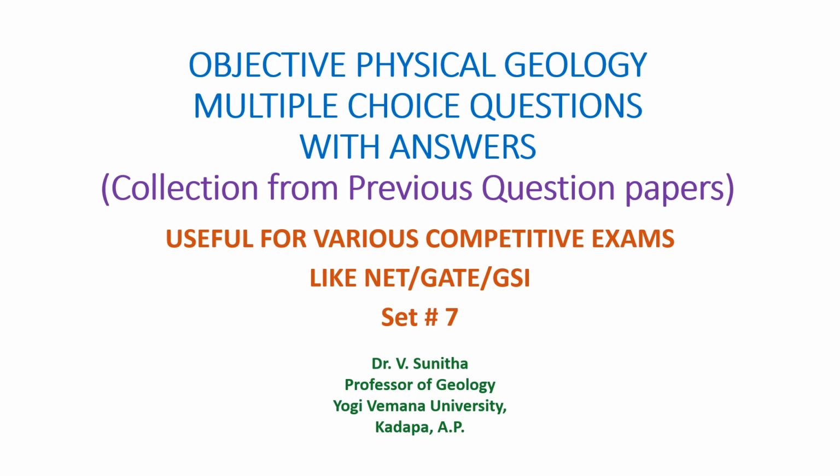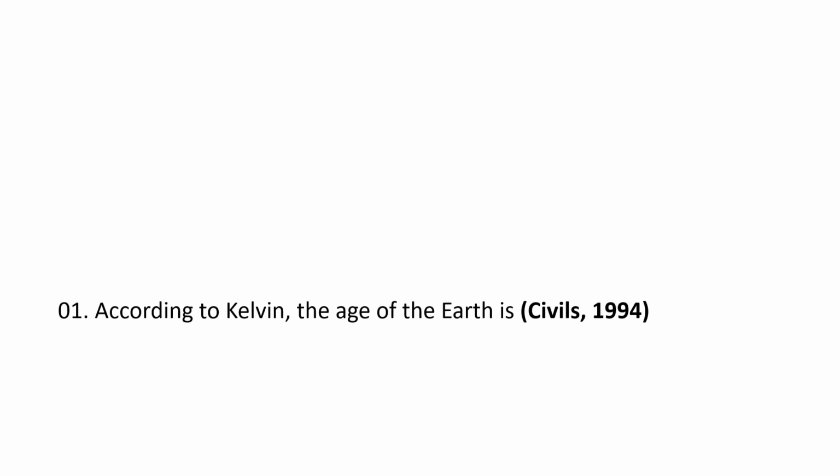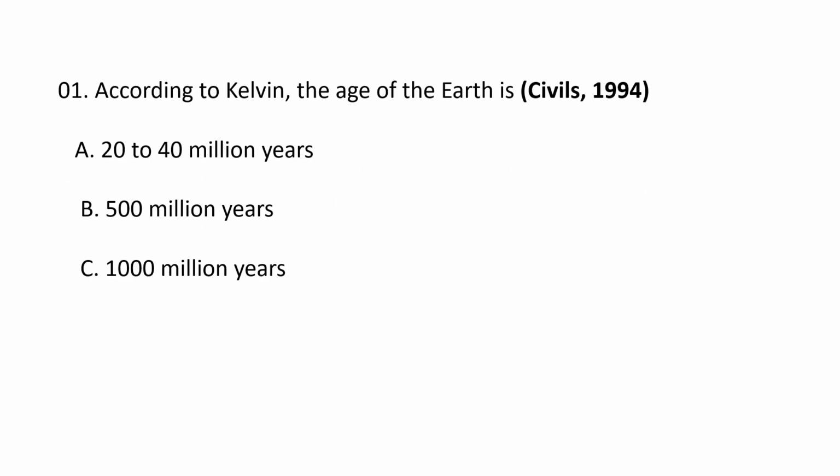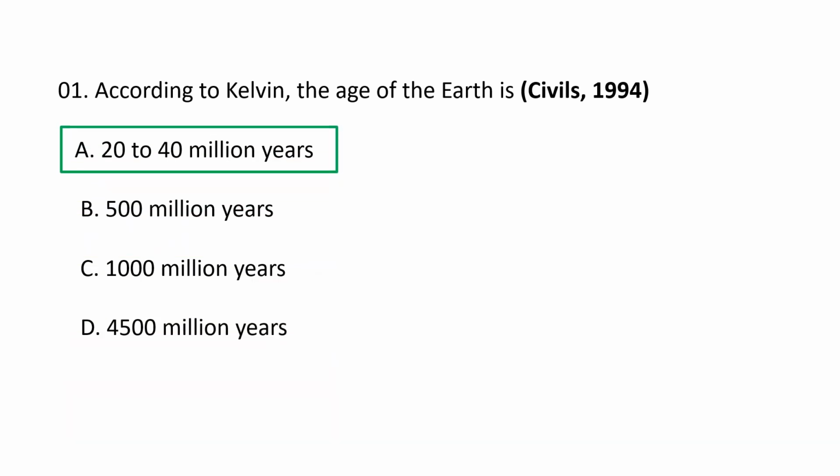Welcome to Set 7. First question: according to Kelvin, the age of the Earth is A. 20 to 40 million years, B. 500 million years, C. 1000 million years, and D. 4500 million years. So the correct answer is A, 20 to 40 million years. This was the question asked in Civil Services.